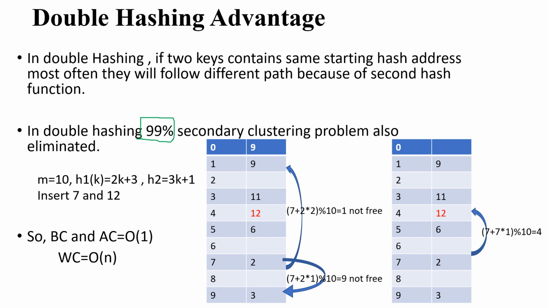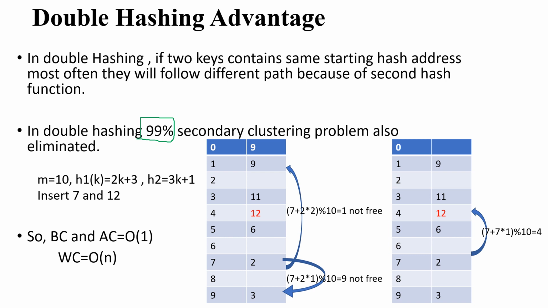Why? Even a collision resolution technique does not remove the complete 100% of collisions. It's trying to reduce the collisions. So don't ever say that a collision resolution technique reduces 100%. No, it's just reducing 99%, not completely removing it. So in double hashing, in the same situation, if two keys have the same starting index, then they follow a different path.